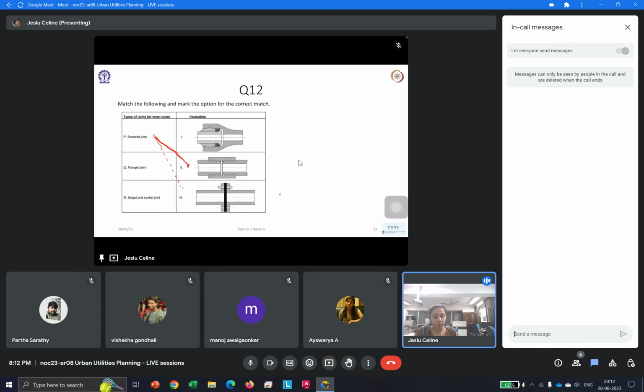Okay, let's see. Which is flanged joint then? Third one. Okay, Vaishaka gave this, so this is Vaishaka's option. Others who said screwed as the third one, which is flanged.